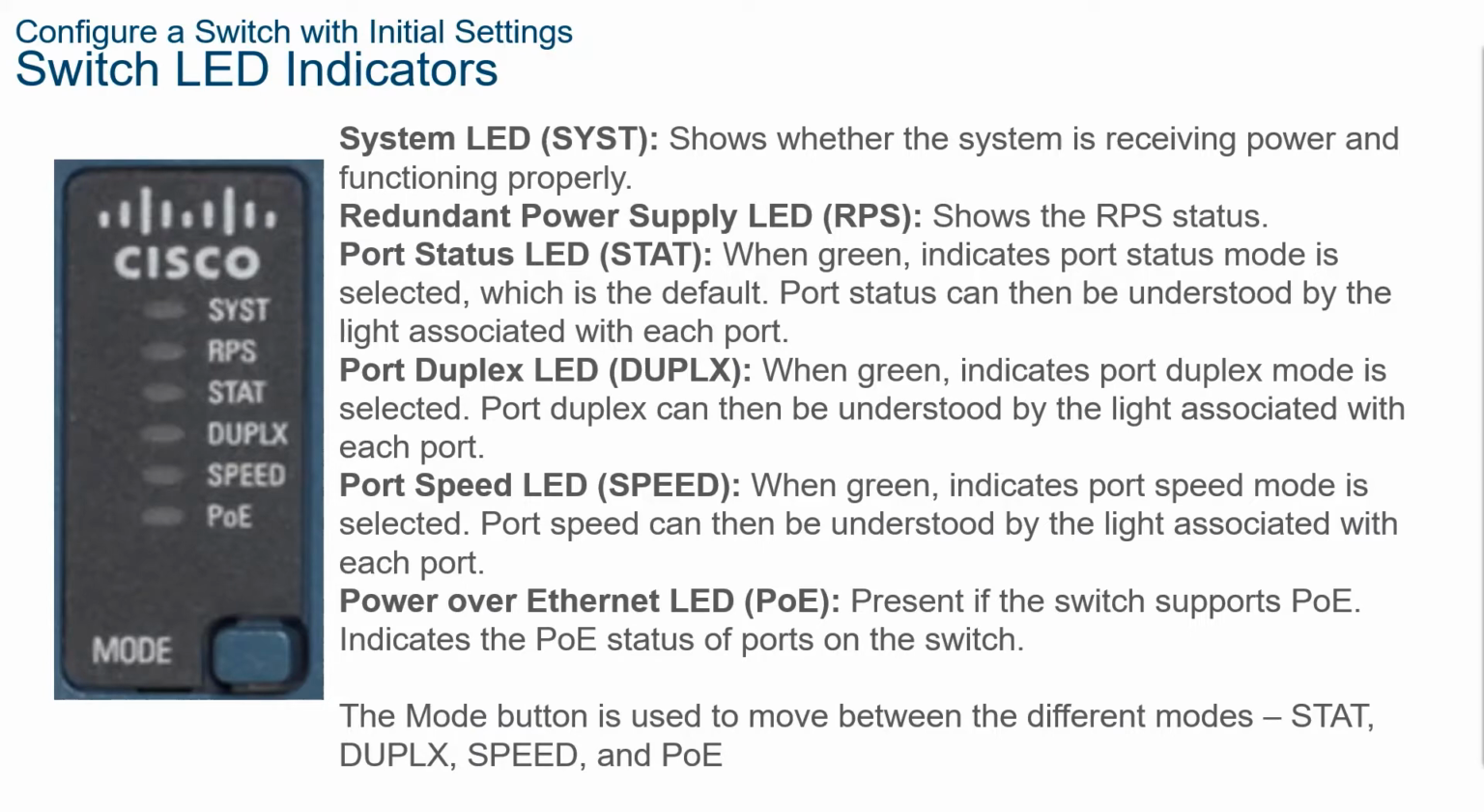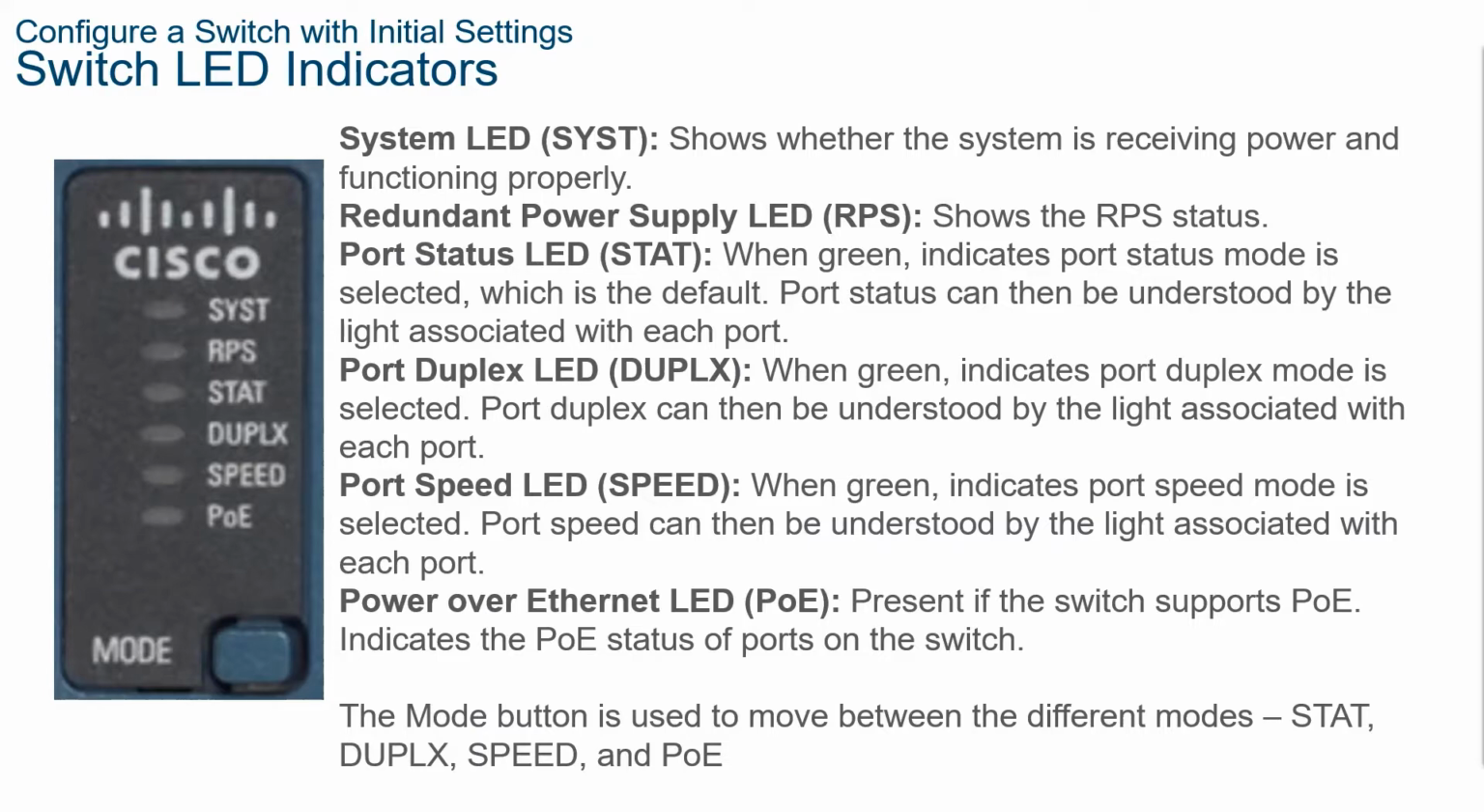When selected, the port LEDs will display colors with different meanings. If the LED is off, there is no link, or the port was administratively shut down. If the LED is green, a link is present. If the LED is blinking green, there is activity and the port is sending or receiving data.